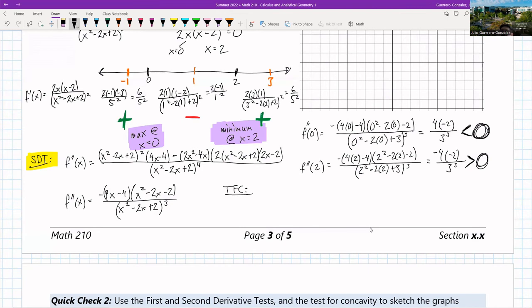So inflection points, that's the thing that we need to find first. So inflection points, right, that means that f double prime of x has to be equal to 0. That means this right here. I need to set this right here equal to 0.